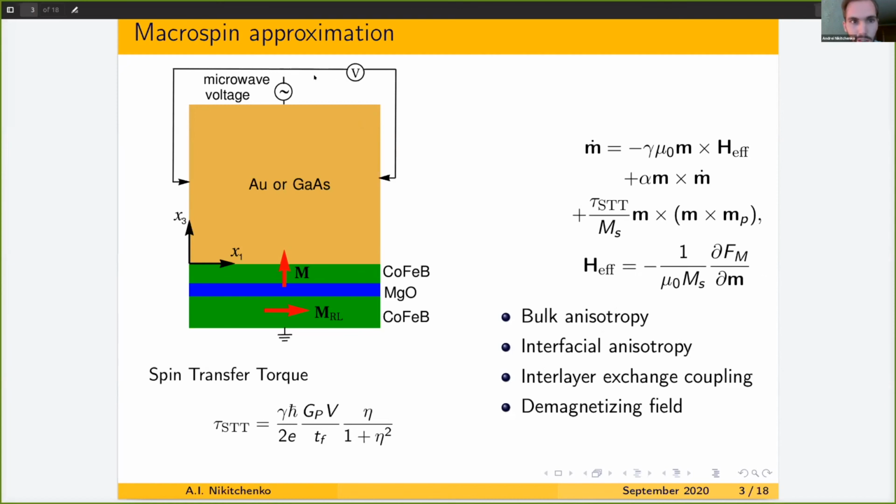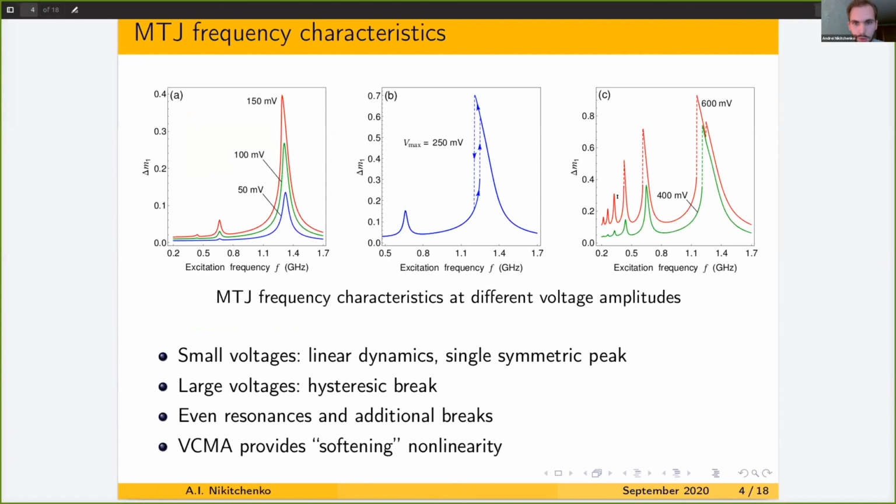Now let's assume that a microwave voltage is applied to this structure. First, due to the spin-dependent screening at the interface, the microwave voltage is transferred into a microwave effective field, which acts on the free layer. Second, due to the finite tunneling conductance in the tunneling barrier, the microwave voltage induces an electric current, which becomes spin polarized in the reference layer and exerts a spin transfer torque on the free layer. We calculate the spin transfer torque via a well-known Slonczewski-like term in the magnetodynamics equation. In the first part of our study, we solved the magnetodynamics equation numerically at different voltage amplitudes and frequencies.